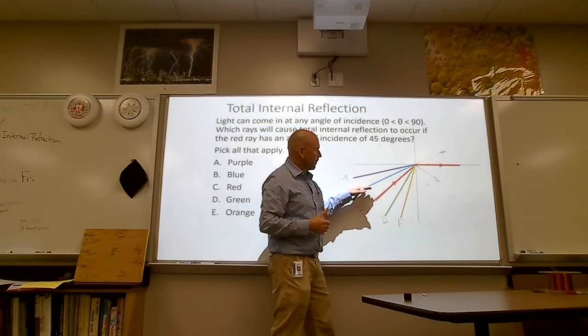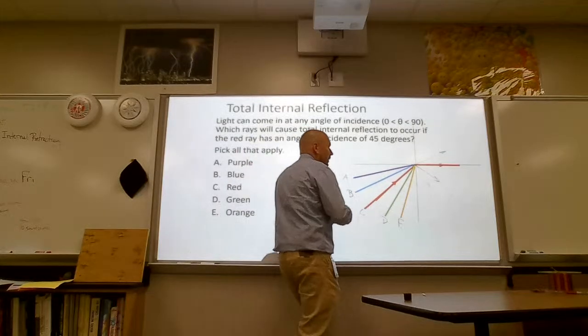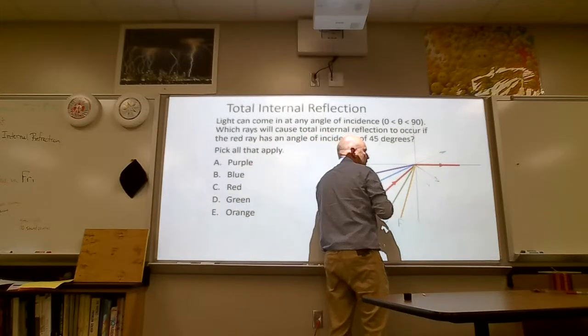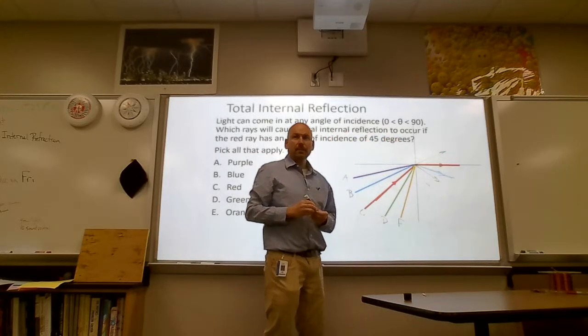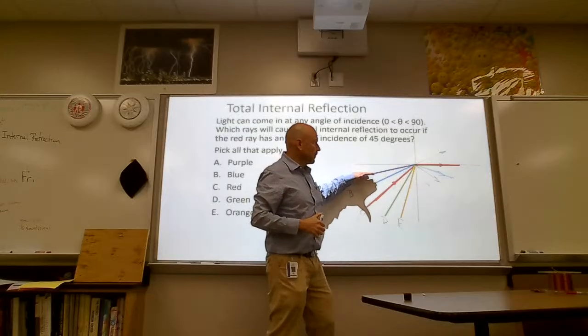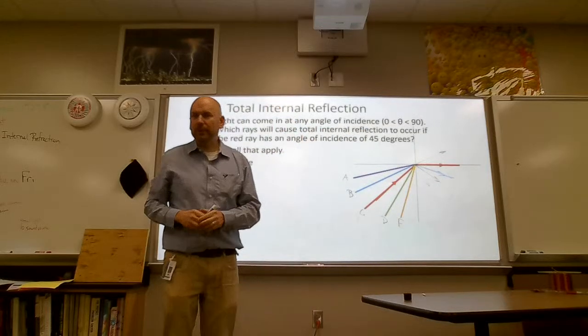The blue one, B, it's beyond the critical angle, so all of it is reflecting. Same thing with the purple. All of it is reflecting. None of it gets out. You get total internal reflection.